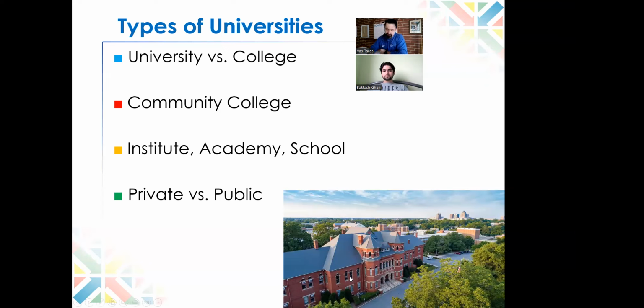There is also sometimes confusion because some universities have the word college in the name. For example, Boston College is actually a university. And sometimes the same issue comes up with the word institute. For example, Massachusetts Institute of Technology is called an institute in the name, but it is a university.